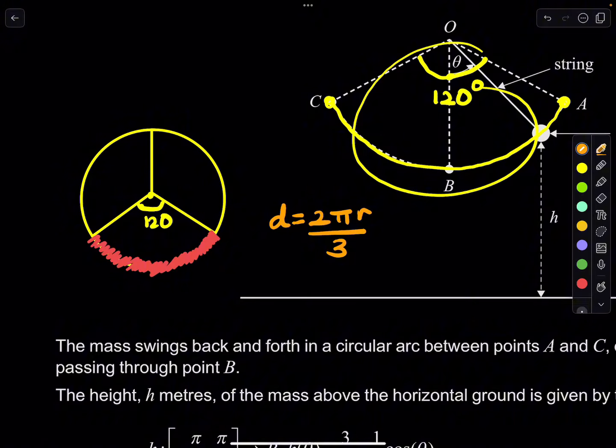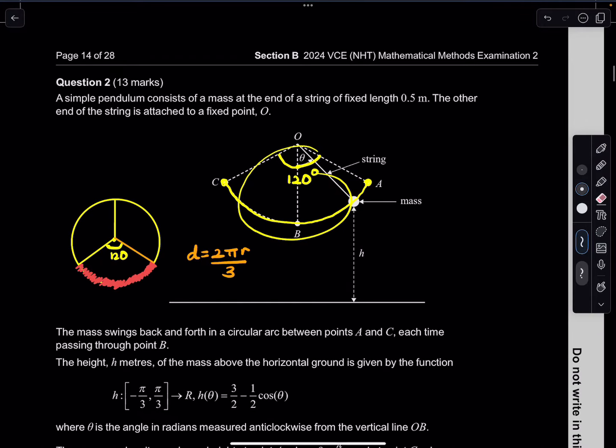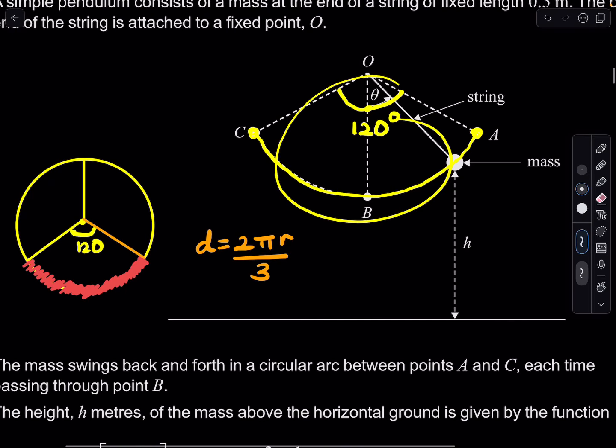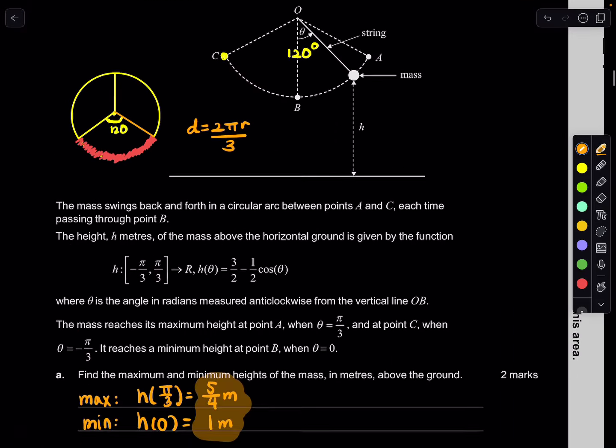Easy. And also one important thing, what is the radius? Well, what's this radius? They told us it was 0.5, the length of the string. So that is your formula. So, hope that makes sense. So 2 pi r over 3. So let's write that down.